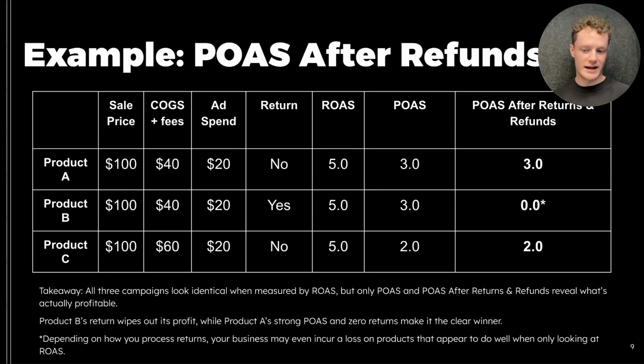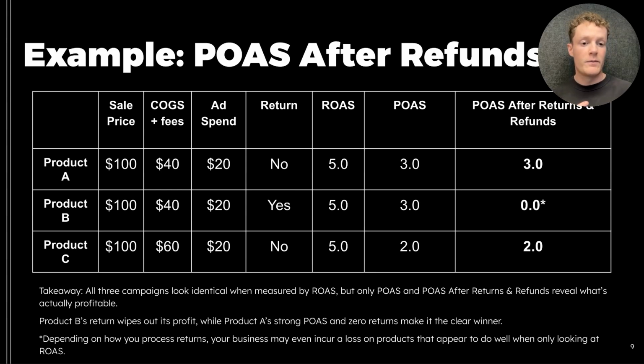very simple to understand. First of all, we'll look, as we've done previously, at sale price, ad spend, and ROAS of the products. Product A, product B, product C, they all have a sale price of $100. They all have an ad spend of $20. They all, therefore, have a return on ad spend of 5. Taking into account cost of goods sold and fees, however, products A and product B have cost of goods sold and fees of $40, whereas for product C is $60.